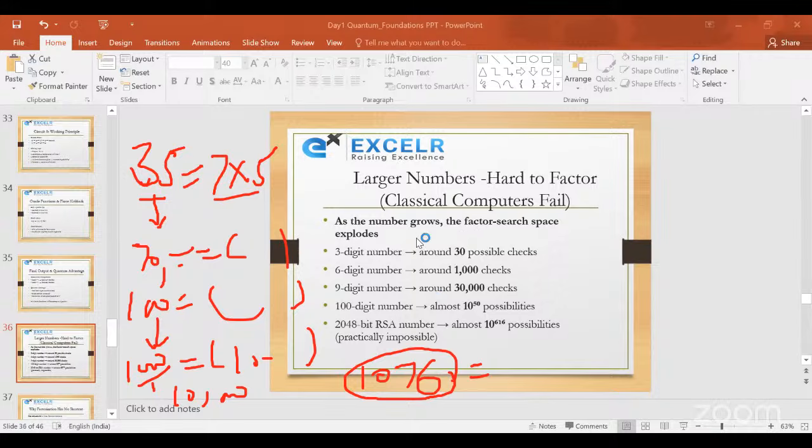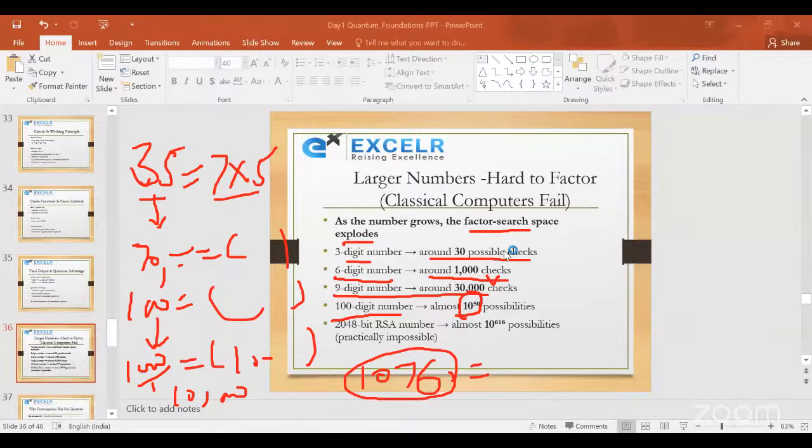As the number grows, the factor search space explodes. For 3-digit numbers, that is around 30 possible checks. So we have to try the possible checks one by one, inputting them, and we find the solution that way. In classical algorithms, we are only doing these things for the factorization problem. If we go to a six-digit number, it will be around 1,000 checks, and these are approximate checks I have written here. A nine-digit number, like that. For a 100-digit number, that is 10 to the power of this many possibilities.